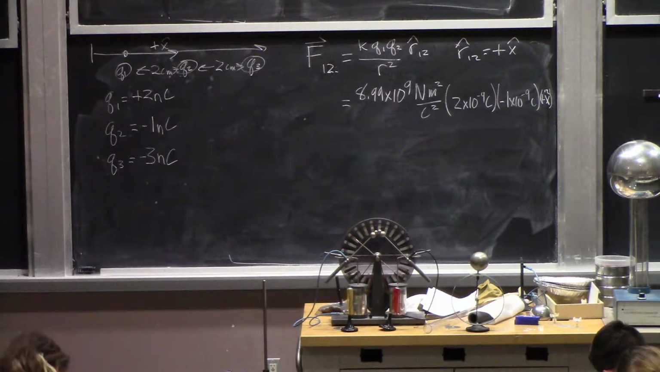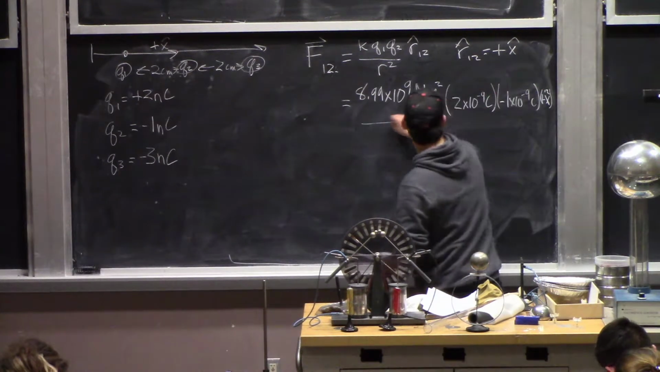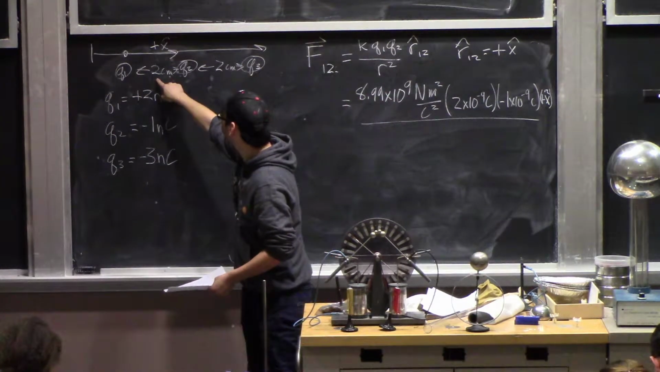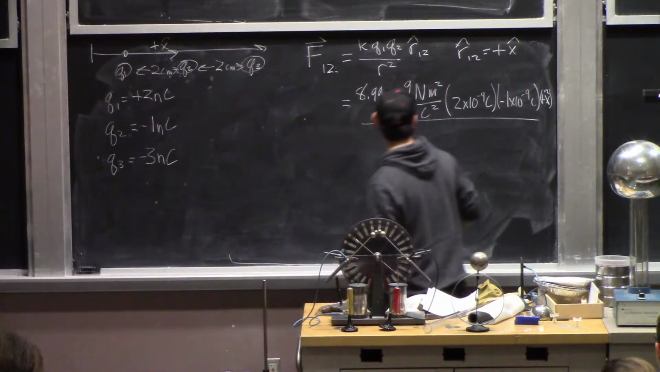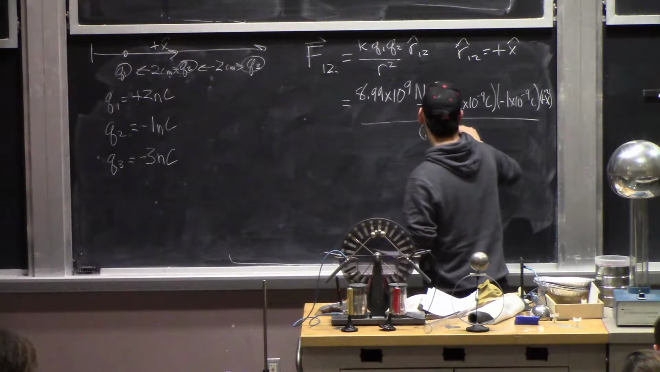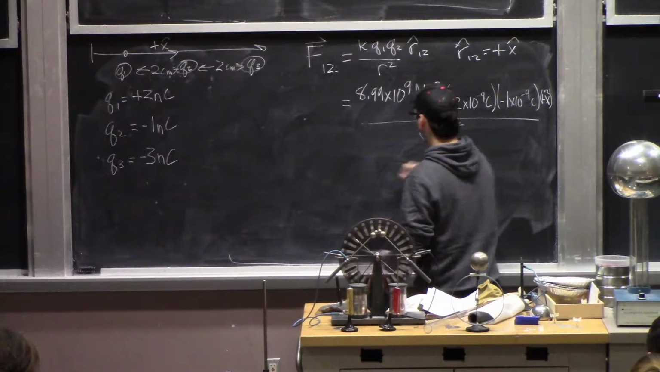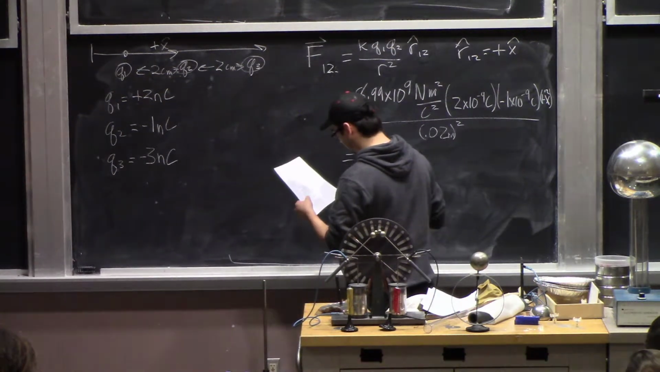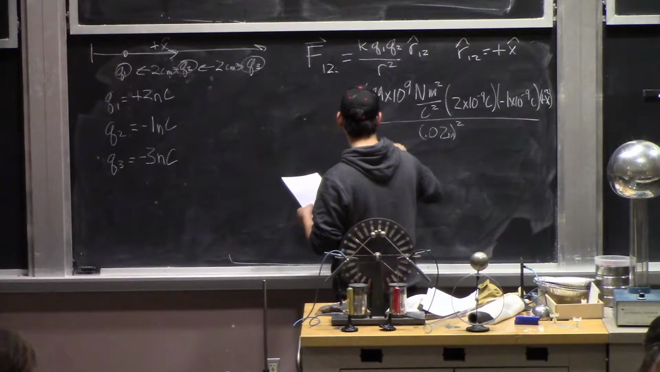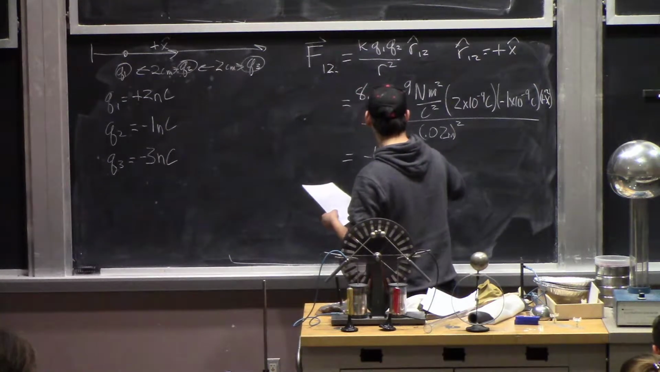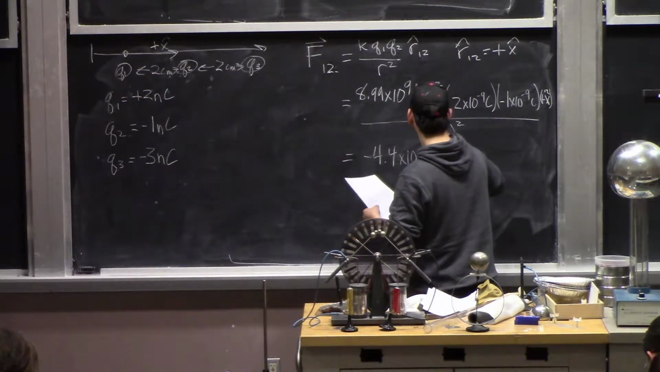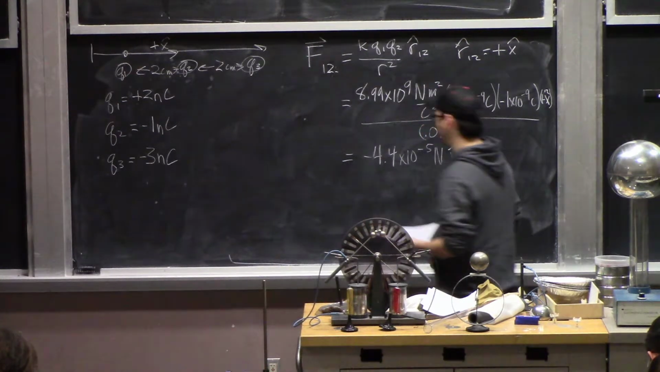Now this is going to be divided by the distance squared. So the distance is 2 centimeters. To make this meters, we divide by 100. So 0.02 meters squared. And when I do this calculation, this is going to give me negative 4.4 times 10 to the negative 5 newtons in the x hat direction.